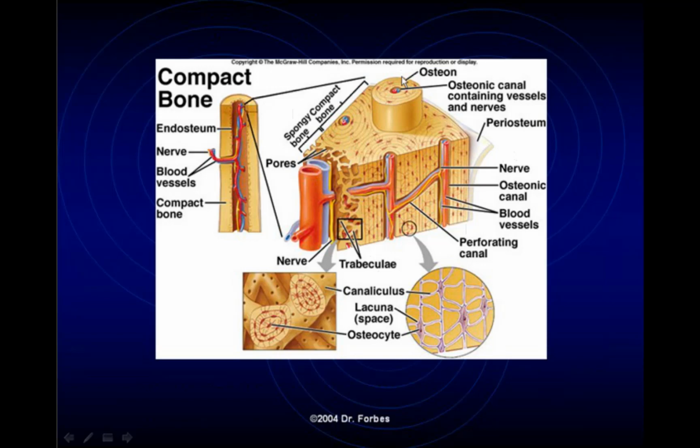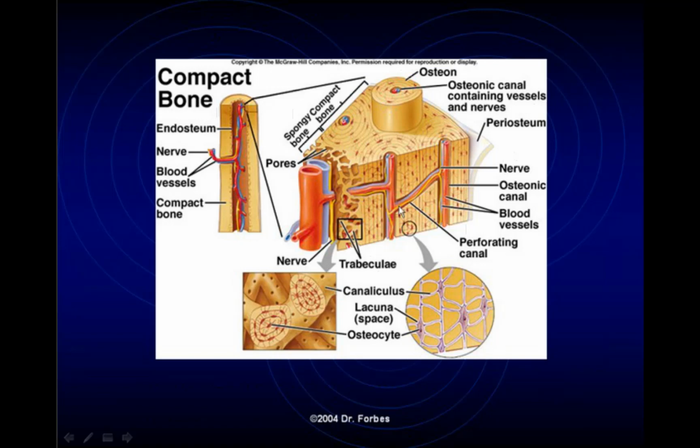So each osteon is comprised of these concentric rings of bone cells and something called the matrix we'll talk about in a second, as well as blood vessels. The center, this canal through the osteon, is called the osteonic canal, and this is where the blood vessels and the nerves actually move through vertically down the length of the bone.